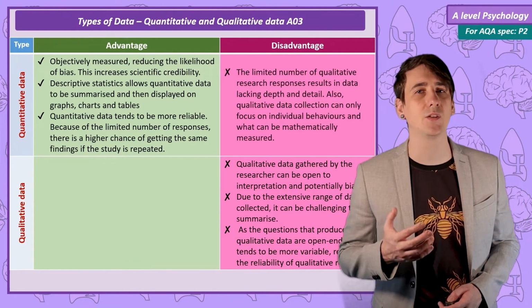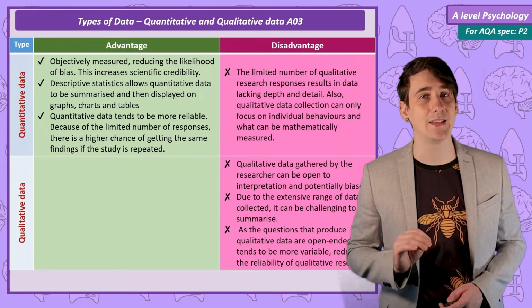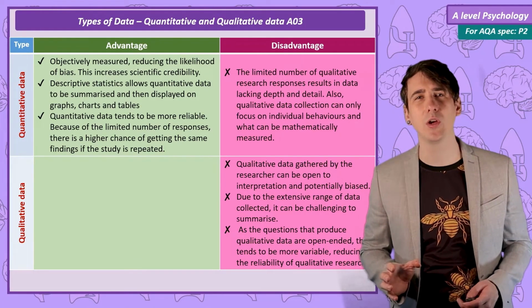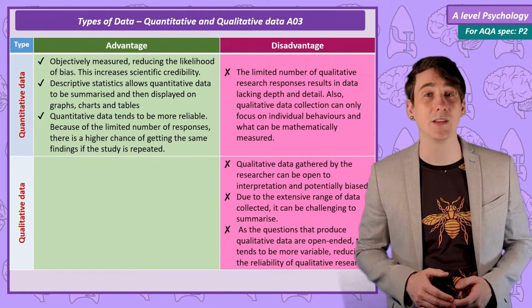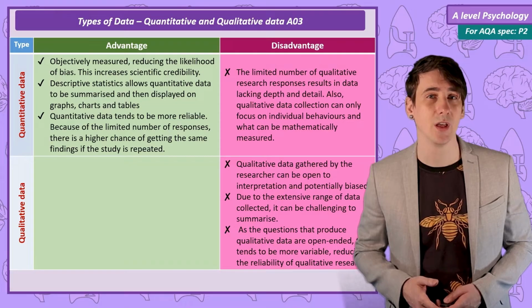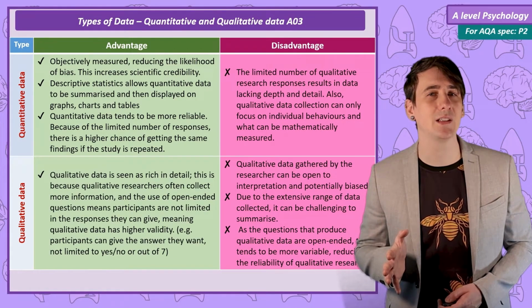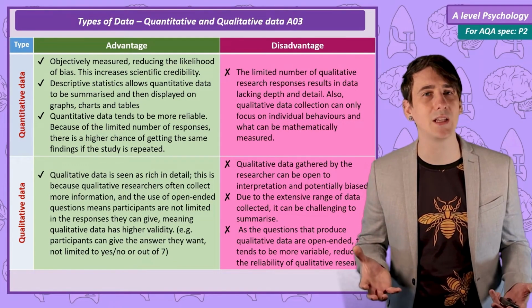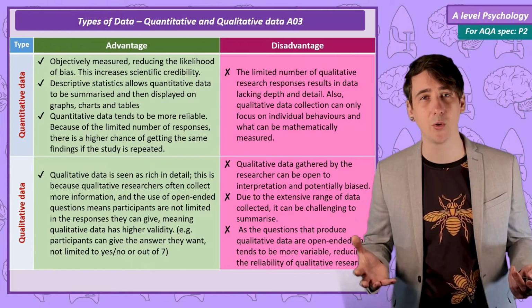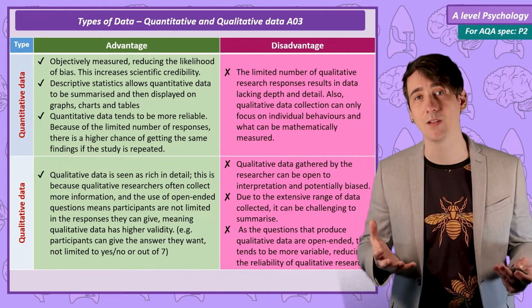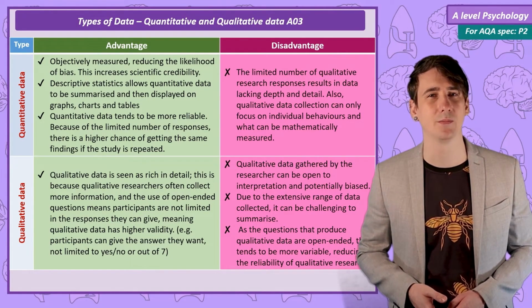But a weakness of quantitative data is it's seen as lacking depth and detail, focusing only on individual features of behaviour and only on what can be measured. So the advantage of qualitative data is it's seen as richer with far more detail and could be argued to be a truer reflection, so a more valid measurement of human experience.